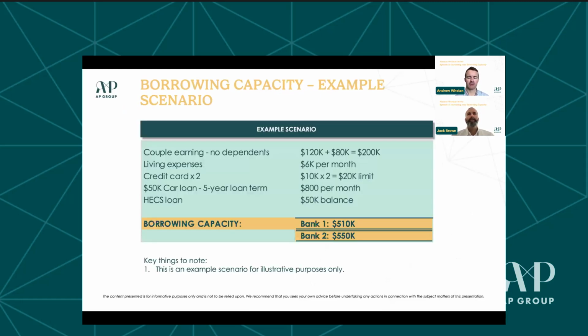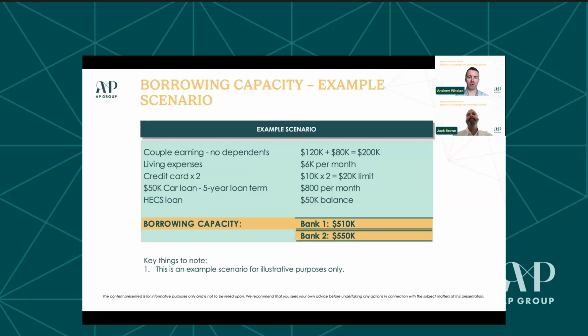So we'll dive into the scenario. What we've got here is an example scenario of a couple, and I stress that we're working through generalized examples of what certain measures can do for borrowing capacity. Again, we're not giving individual advice or encouraging people to take these steps. Rather, we're aiming to provide a level of understanding around how banks will assess borrowing capacity. And we'll use this example scenario as our basis.